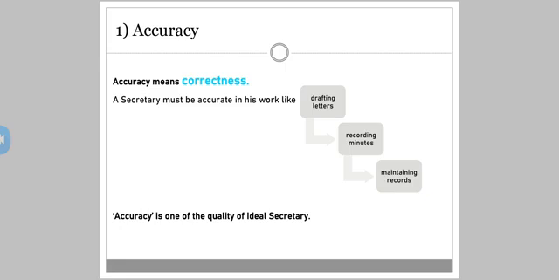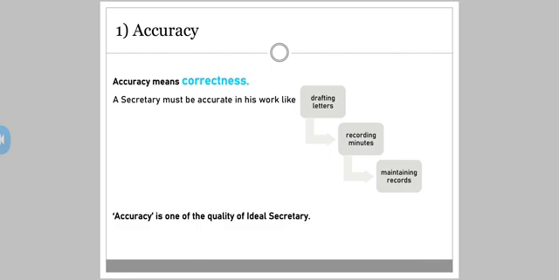Accuracy means correctness. Now what is correctness? Correctness is a quality of being free from errors. Whatever work or duty the secretary is doing should be free from errors. A secretary must be accurate in works like drafting letters, recording minutes, and maintaining records. While writing a letter, a secretary should be correct in providing all the information. There should not be any error.